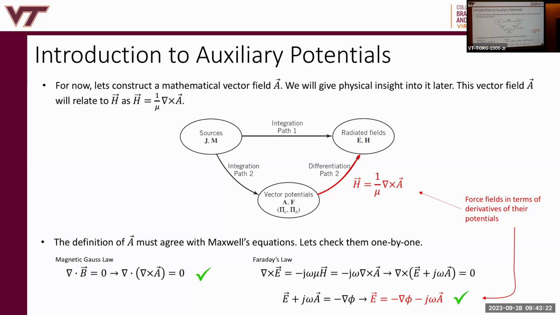So these are force fields now in terms of the derivatives of their potentials, right? We have H in terms of a derivative of a potential, and we have E in terms of its potentials. Phi is the electric scalar potential, and A is the magnetic vector potential. So E is expressed in terms of its potentials through differentiation. What derivative is this? Time derivative, right? In time harmonics, partial by partial t becomes j omega. So this is a spatial derivative of a scalar potential and a temporal derivative of a vector potential. That gives you your electric field. So it's differentiation, yeah? All right.